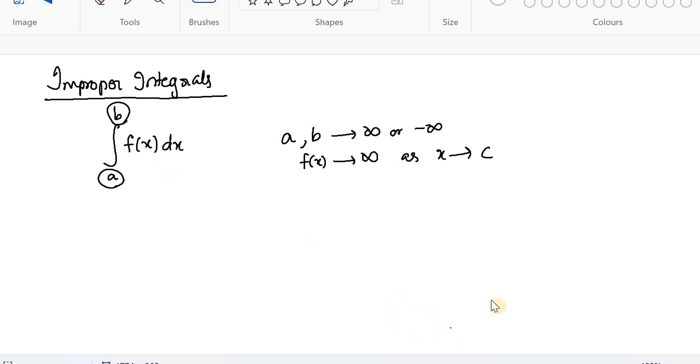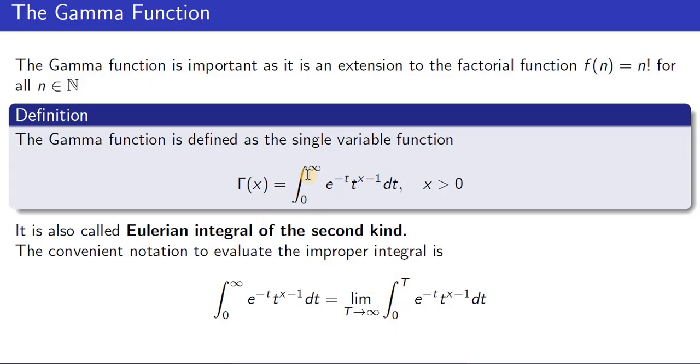So that is why the gamma function is an improper integral. See here, from 0 to infinity, a is 0 and b becomes infinity. The function itself doesn't create any problem. It is e raised to minus t into t power x minus 1 dt, and it is because of the upper limit that we call that integral an improper integral. That's also called an Eulerian integral of the second kind.